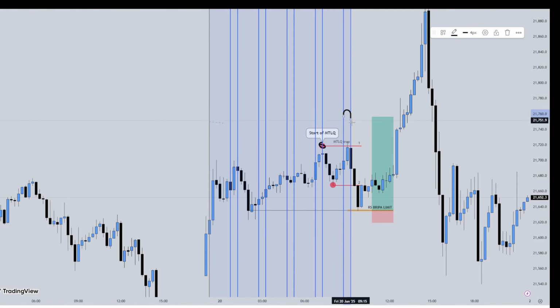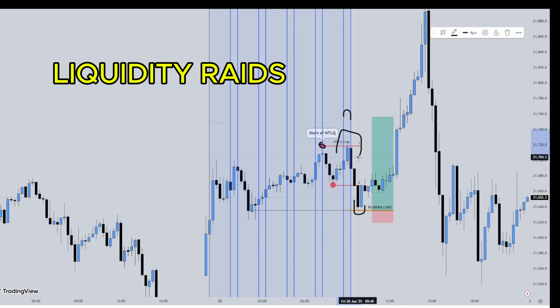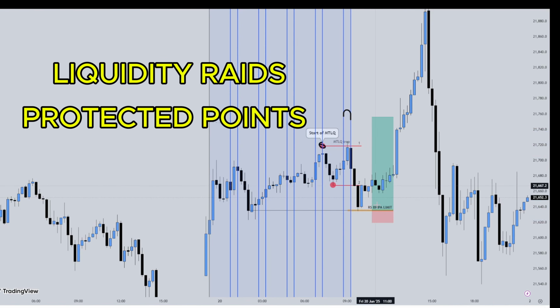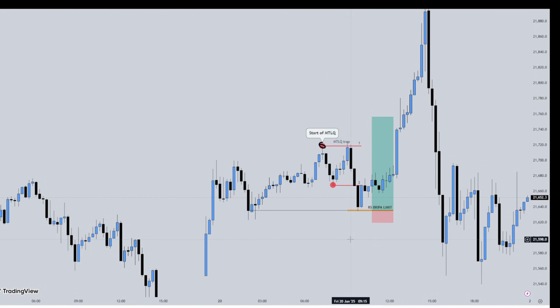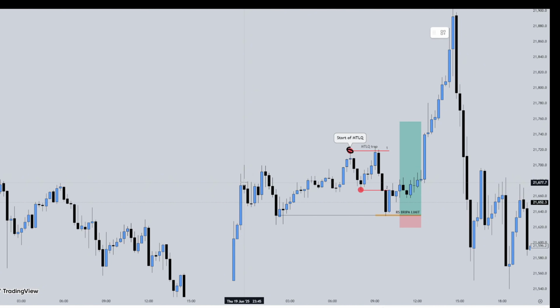During these levels, the traps will happen, and during some other levels, this should be the protected low. I'm not going to go into details, but if you understand the time, you will understand liquidity raids and also protected points. This is just a small detail, and you can see the same thing right here. We broke this low on a low time frame, and we created this low, tapping into this level and just going higher right here. Then we had another liquidity cycle, and this was the buying point.